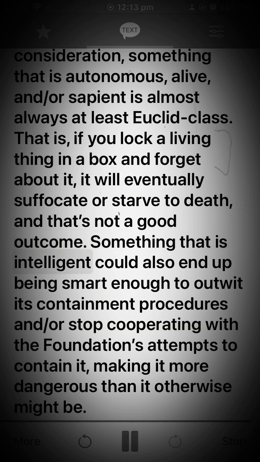Something that is intelligent could also end up being smart enough to outwit its containment procedures and/or stop cooperating with the Foundation's attempts to contain it, making it more dangerous than it otherwise might be.